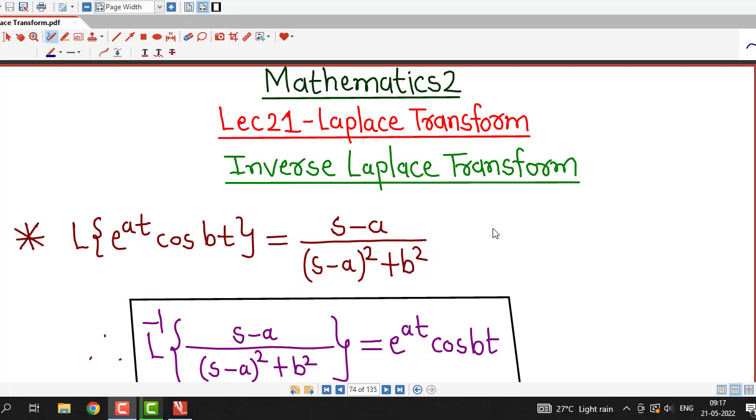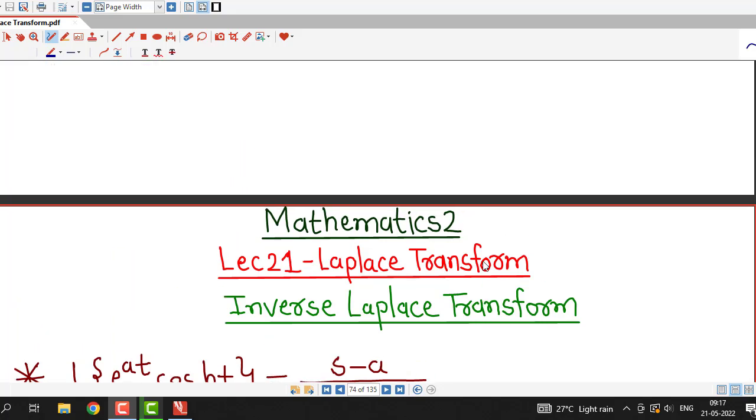From last two lectures we are discussing about inverse Laplace transform, and our goal is to reverse all these formulas which we have discussed for Laplace transform. So in lecture number 20 we have taken the inverse process of standard Laplace transform formulas.